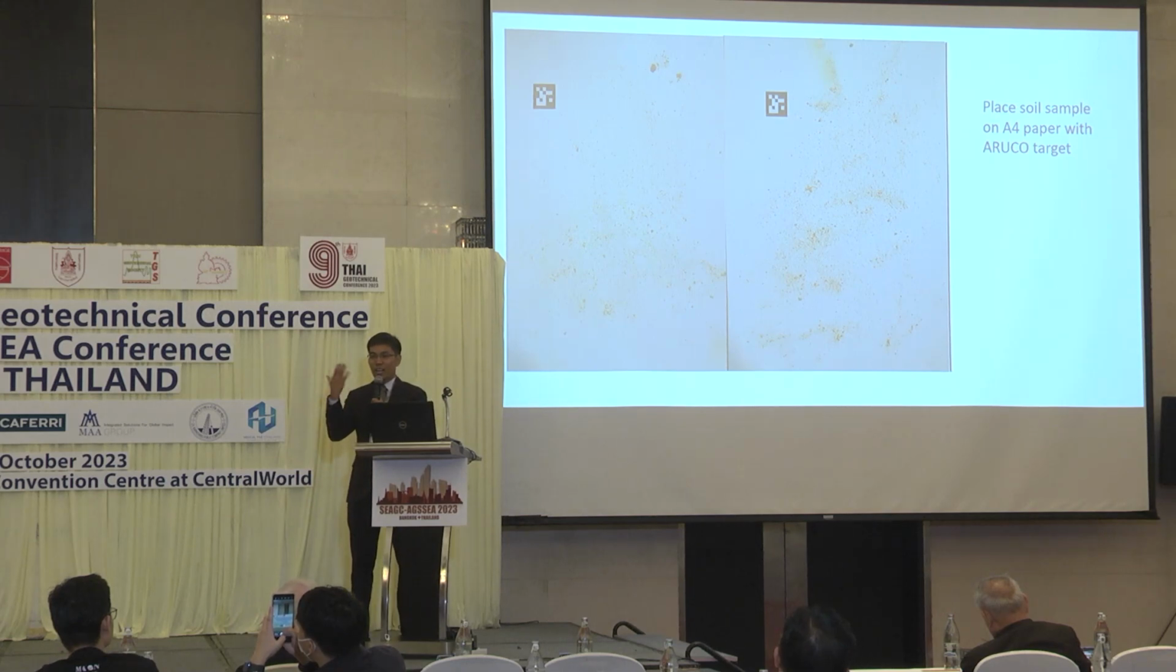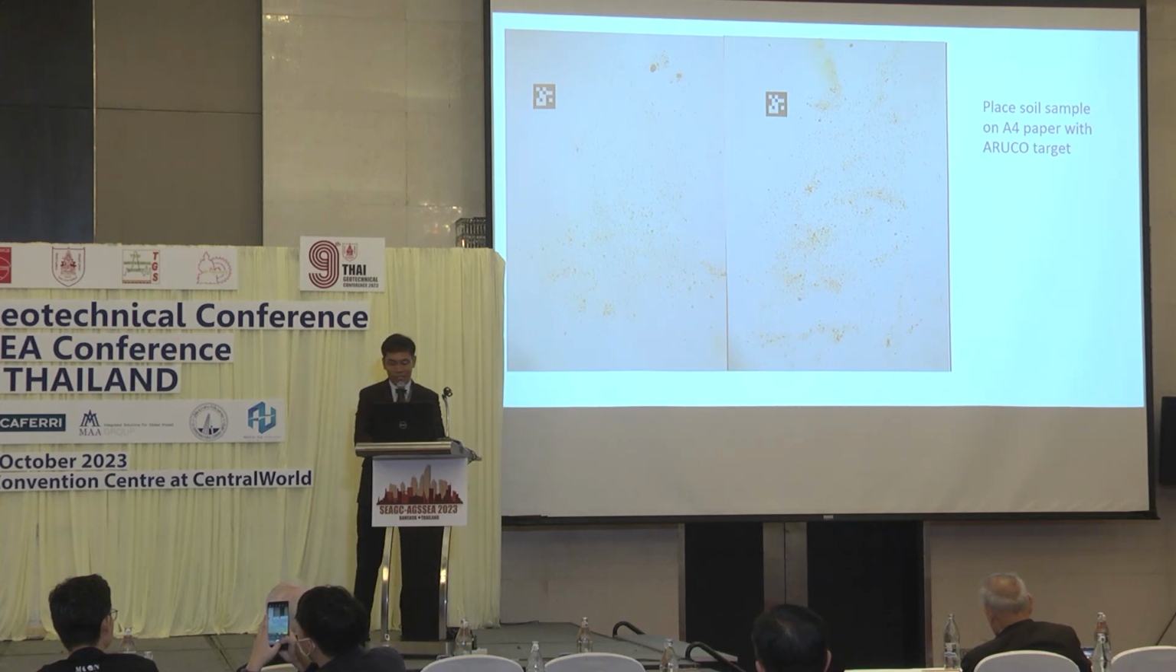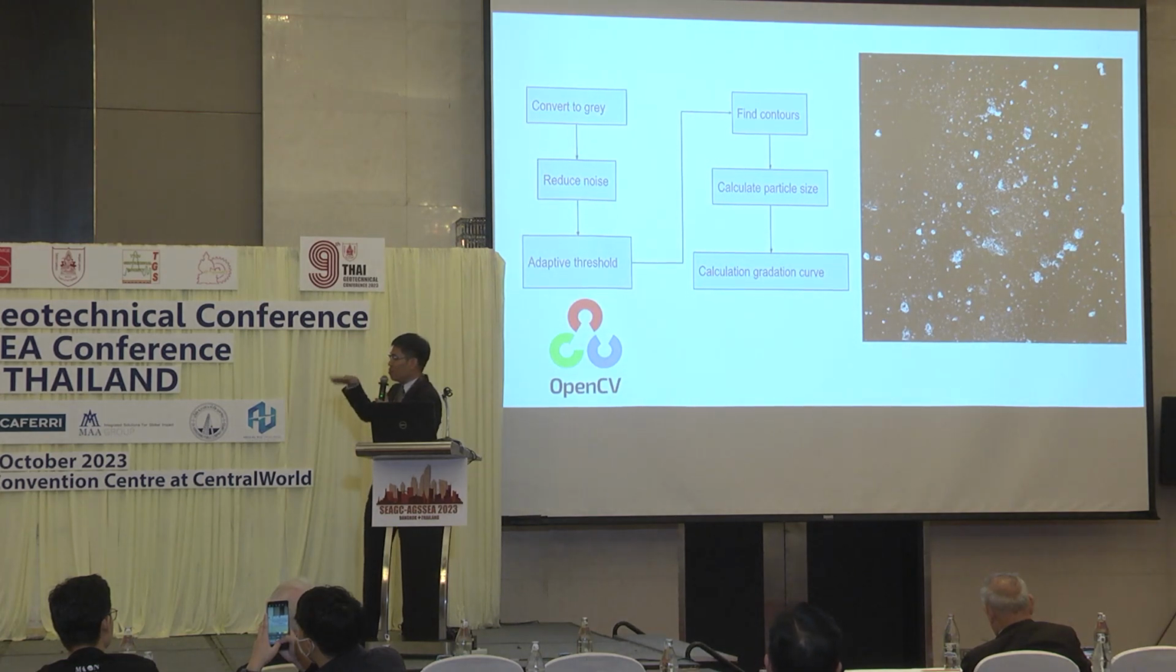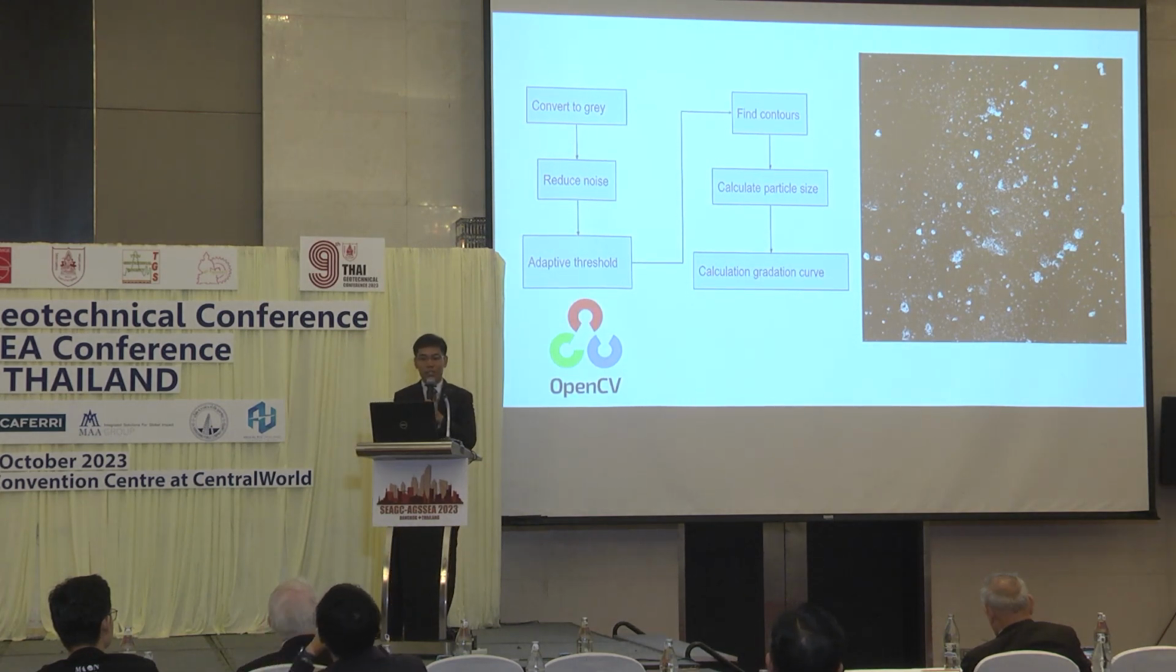You just print out an A4 paper, spread your sand on your A4, use a mobile phone, and take the photo. The library will record the target and find the size of the target. After that, you can find the size of the soil sample. The workflow is like that. Firstly, you start by converting the picture to gray, reduce noise, use adaptive threshold as I mentioned before, find the contour, and calculate the particle size. After that, I calculate the gradation curve.